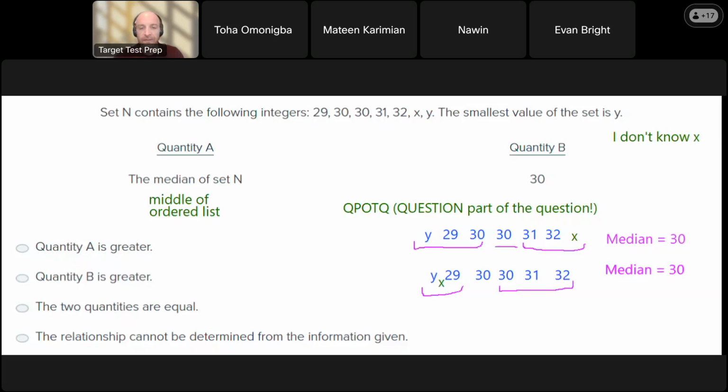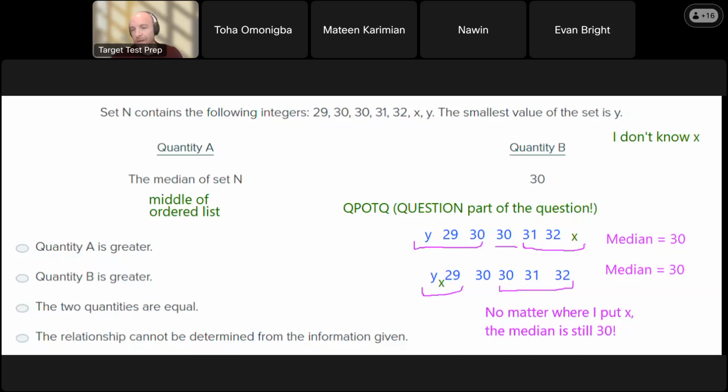And the truth is, yeah, I mean, Evan was saying this a little bit earlier. I just tested 2 different situations. The median was still 30. And it turns out that no matter where I put X, the median is still 30.